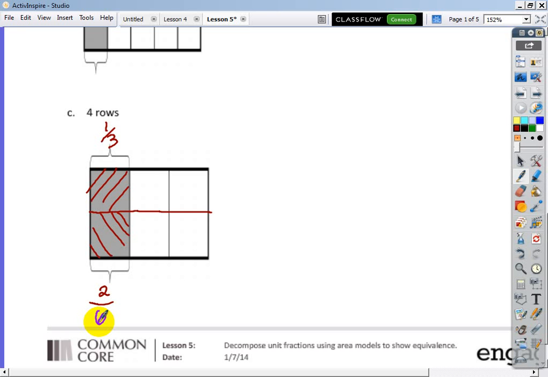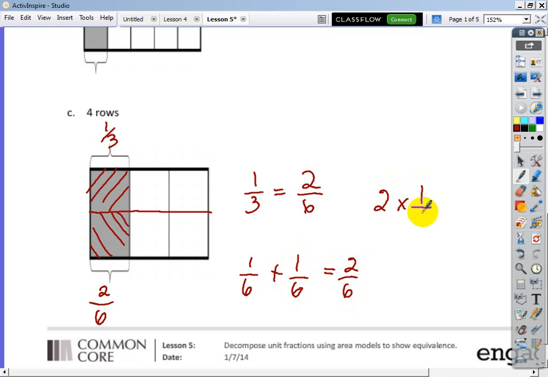Okay. Now, what this shows, Vivian, is that 1/3 is equal to 2/6. We know that's true because 1/6 plus 1/6, those 2 6s make 2/6. So we also know this, that 2 times 1/6 is 2/6. But this is actually 2 over 1.